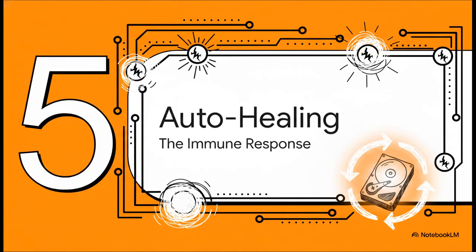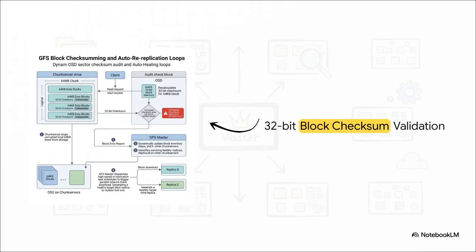Section 5, auto-healing and resilience, the system's immune response. Remember our very first design goal? Commodity hardware fails. So here is exactly how the system dynamically defends its data integrity against the inevitable reality of silent mechanical failures. Physical hard drive platters degrade over time, which causes bits to just flip randomly.